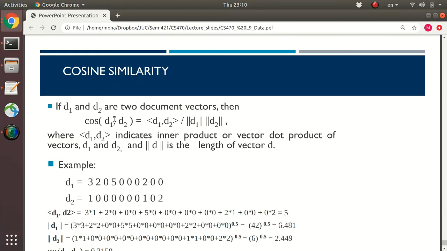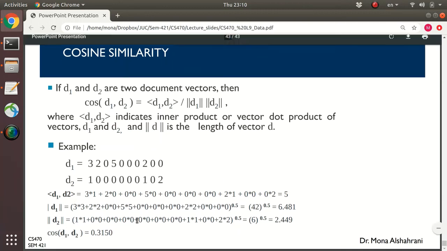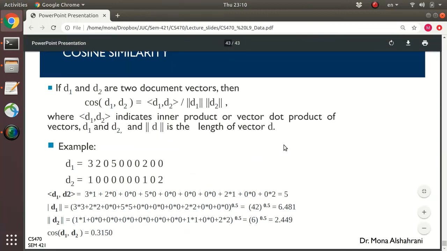The cosine similarity is defined as the dot product, or the inner product, between the two vectors over the magnitude of the two vectors. And this is an example of how to compute the cosine similarity.